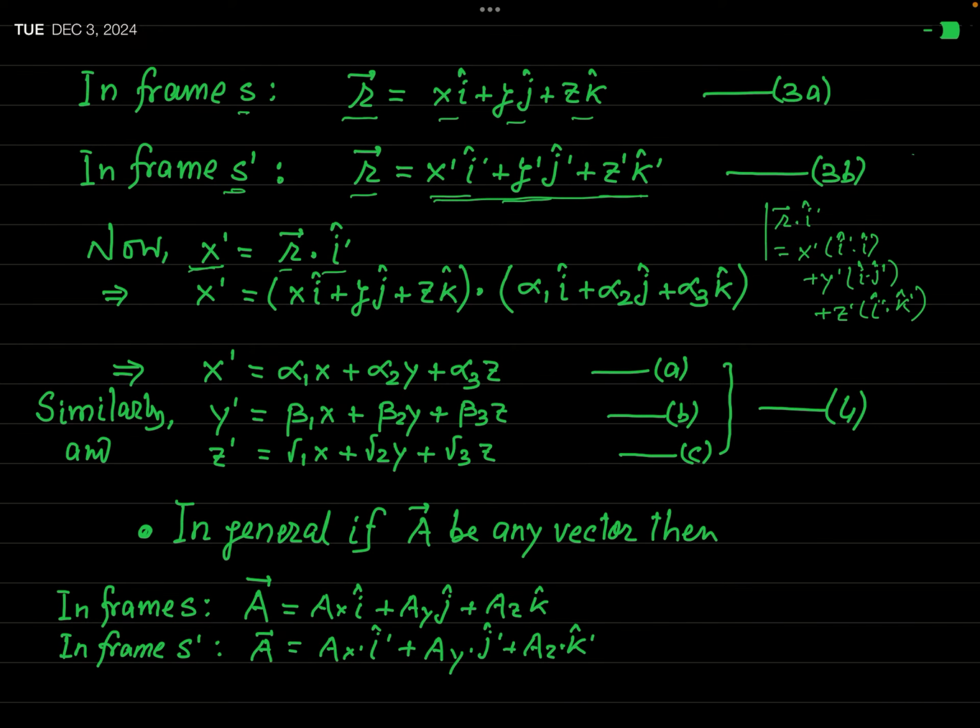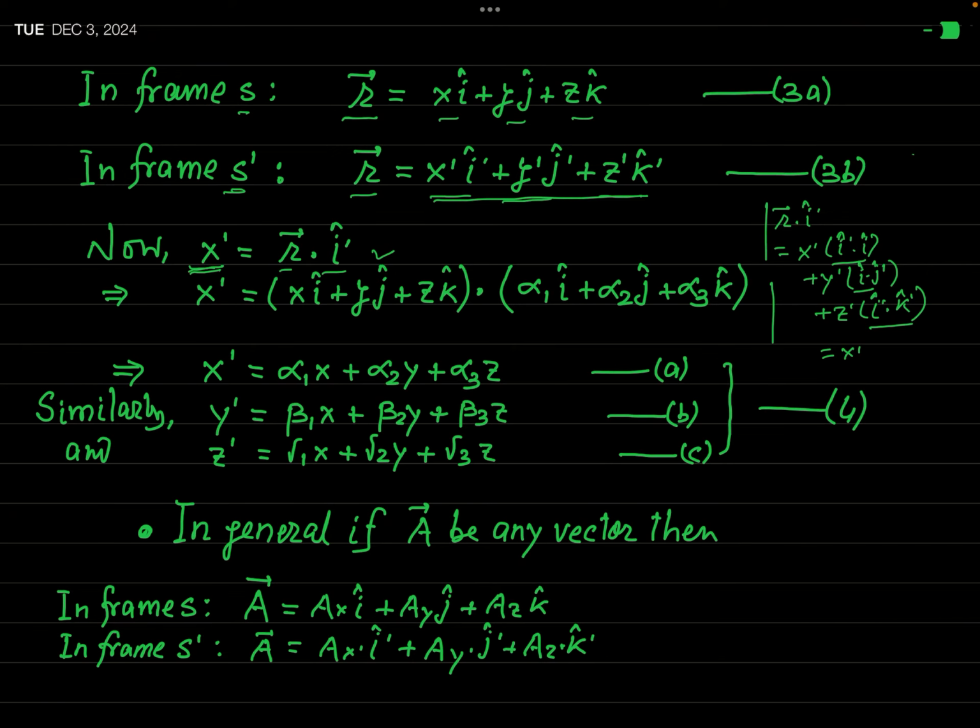And so the angle between any two of these unit vectors is equal to 90 degrees. So i' dot i' is equal to 1, but i' dot j' and i' dot k' are both 0. So this will be simply equal to x'. Okay, so I think you have understood how we can write x' equal to r dot i'.